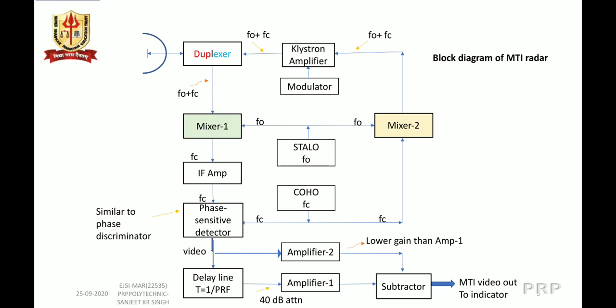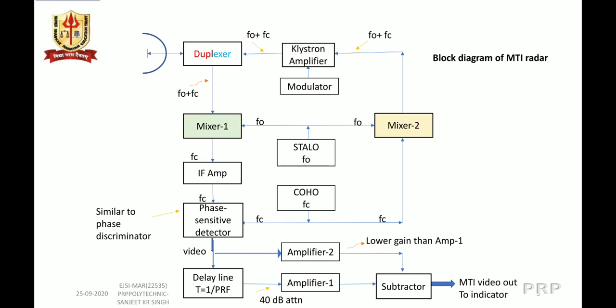After amplification, the video signals will be comparable at the output of the two amplifiers, and then fed to the subtractor. The subtractor is actually subtracting the complete scan from the previous one and displaying only the difference.